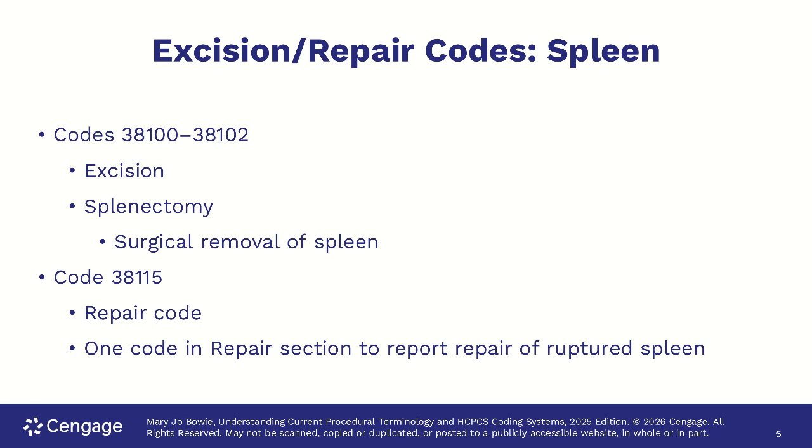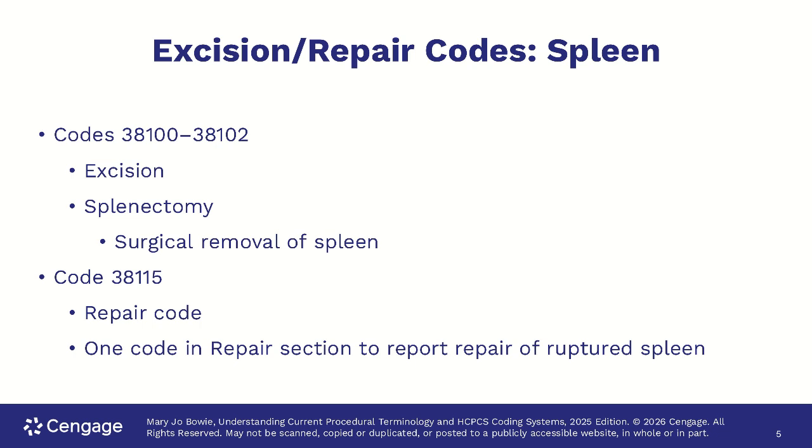So, there are 4 subsections for procedures completed on the spleen. We have excision, repair, laparoscopy, and then introduction. So, in the excision area, this is where you're going to see codes for a splenectomy, and that's the surgical removal of the spleen. And the codes that you see first in this family, 38100, 38101, are considered separate procedures, and therefore would not be reported if another procedure was reported or completed.